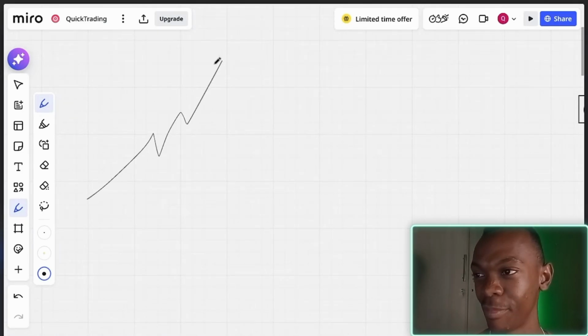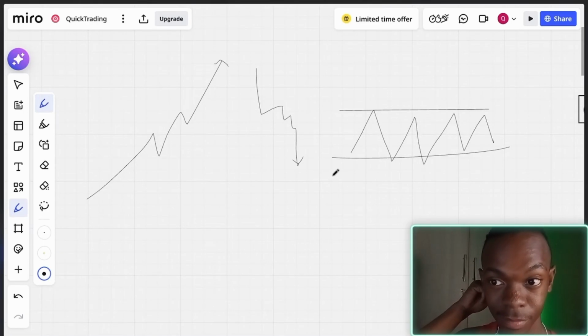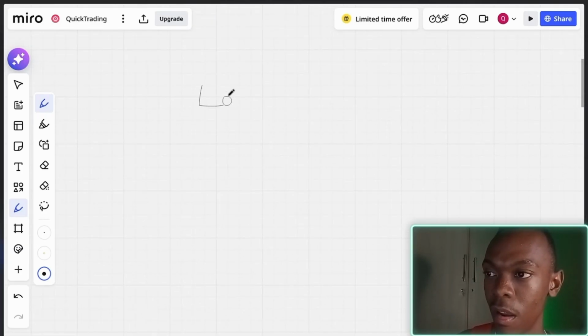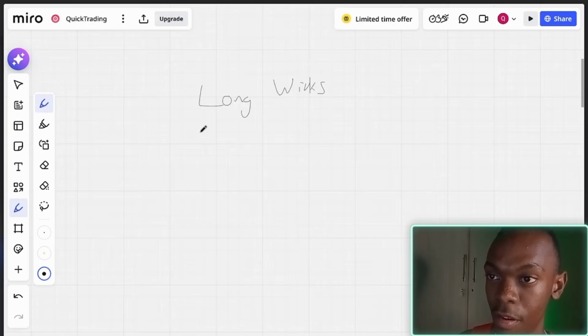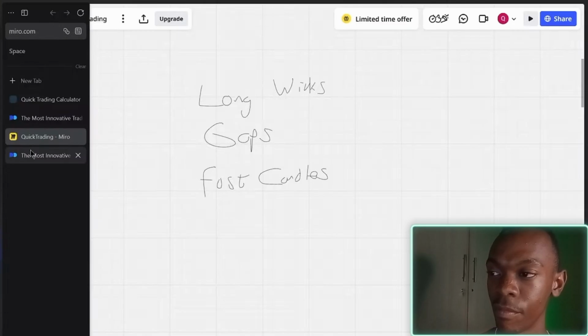We have trending markets, whether it's an uptrend or a downtrend, and we also have ranging markets where the market moves sideways. However, a market type that is often neglected is random markets, and it has 3 characteristics. It has long wicks, right? That's the first one. It has long wicks, it has lots of gaps. So I'm going to put gaps over here. And it also has very fast movement, very fast candles. And I'm going to show you exactly how that looks right over here on this chart.